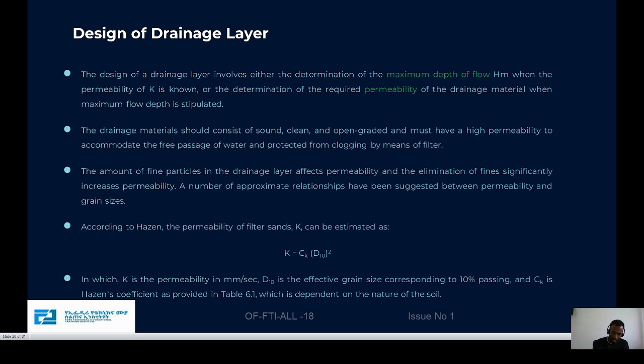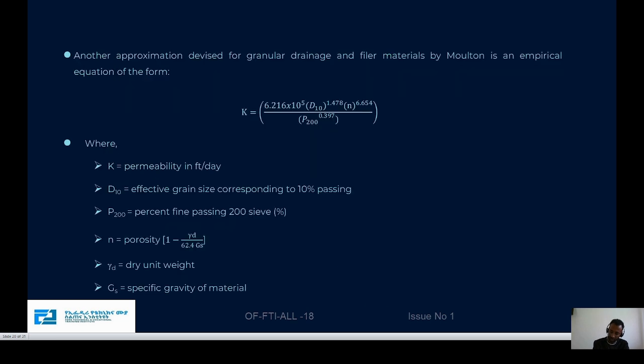This is calculated by K, the permeability, which is equal to the effective grain size D10. D10 means 10% will be passing a given sieve size. And also the Hansen coefficient is very important. Another way of approximating is using empirical formulas.